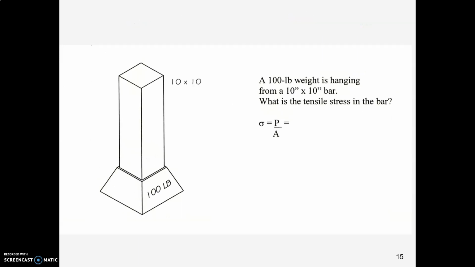Now what if we hang that 100-pound weight from a bigger bar? We'll hang it from a 10-inch by 10-inch square bar. How big is the area in that bar? 10 times 10 is 100, so the area is 100 square inches. How big is the force? It's still 100 pounds, so our stress is now 100 pounds divided by 100 square inches. Now the stress is 1 psi. 100 divided by 100 is 1.